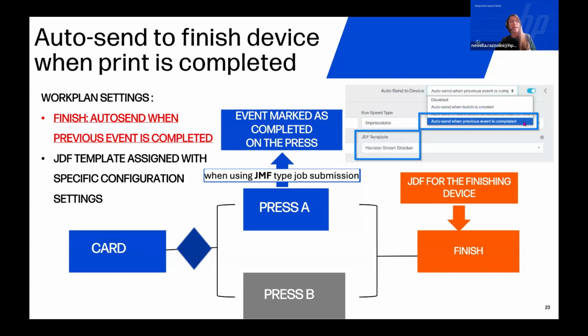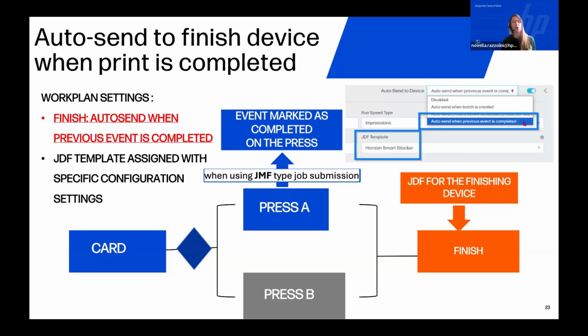Very well. So based on the automation options, once the batch has been automatically sent to the print device, we now have the capability for 2 main actions. The first one is the auto-sending to the next physical device when the print event is completed. And the second one is the automatic moving of the batch to the next event in Siteflow.